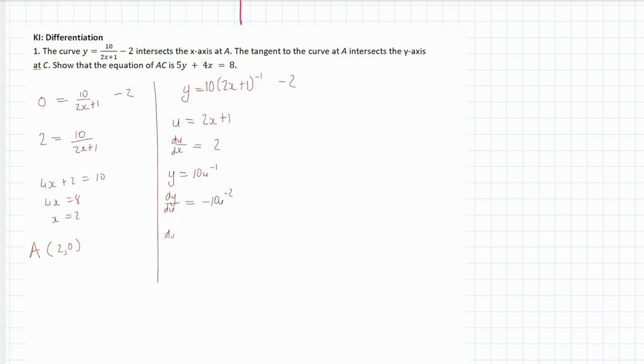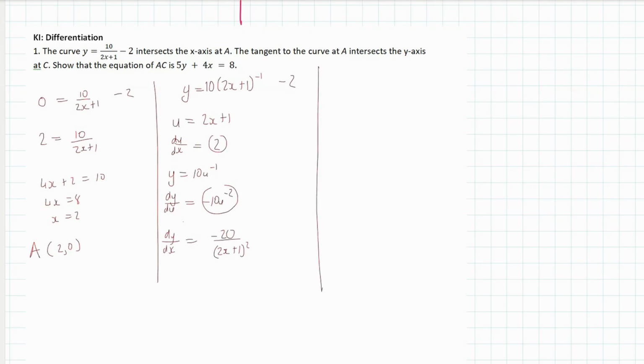Now we put it all together, dy dx is equal to this times this. So we're going to get negative 20 over u squared. Now u squared is this. We're going to square that. And that's our gradient.